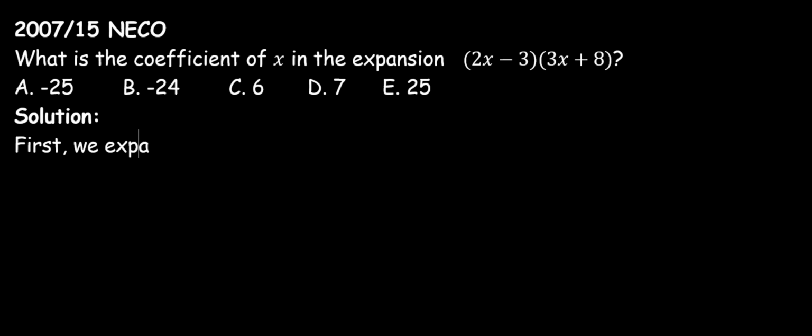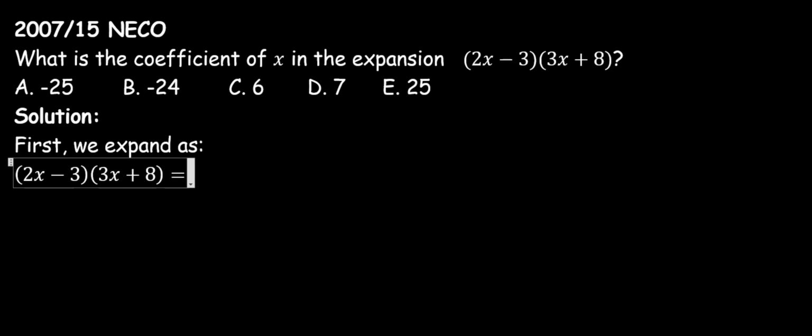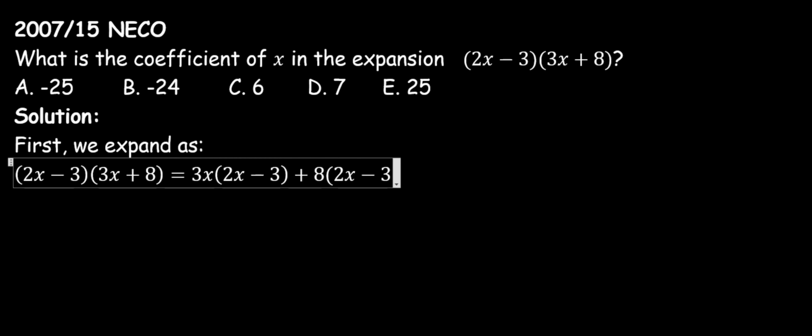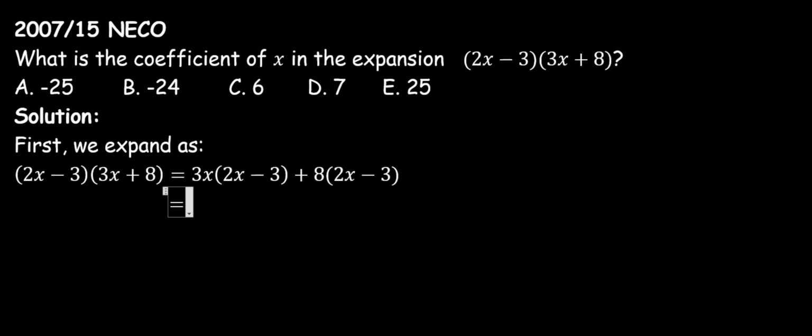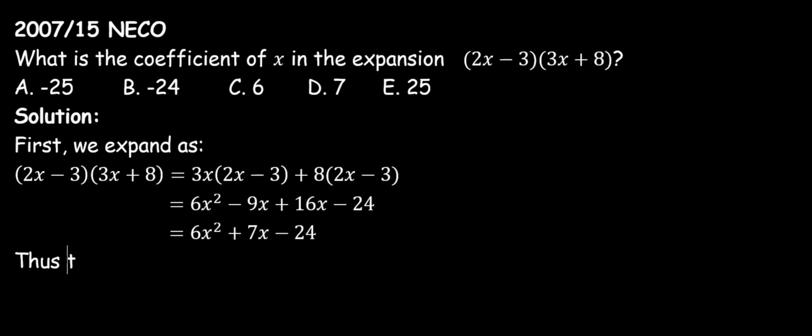Another example. What is the coefficient of x in the expansion (2x minus 3) into (3x plus 8)? The options are given. Solution: first, we expand (2x minus 3) into (3x plus 8), which will be equals to 3x into (2x minus 3) plus 8 into (2x minus 3). And the result will be 6x squared minus 9x plus 16x minus 24. Simplify further, we have 6x squared plus 7x minus 24. Thus, the coefficient of x is 7.